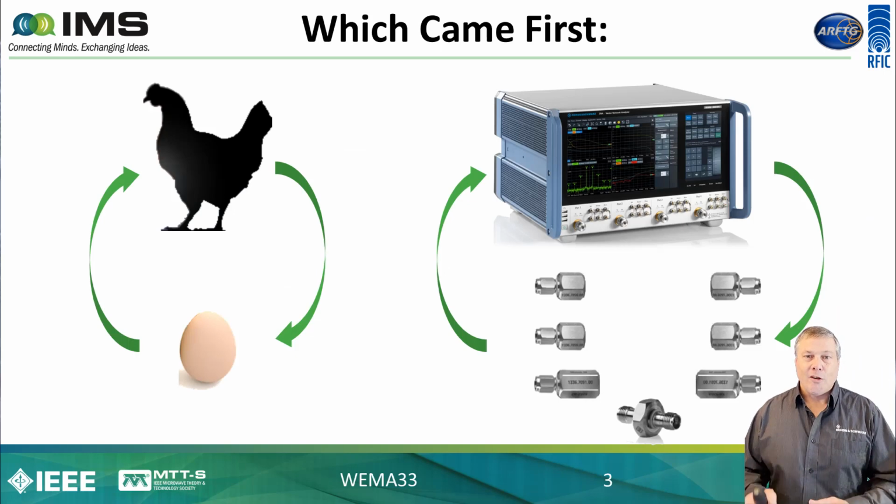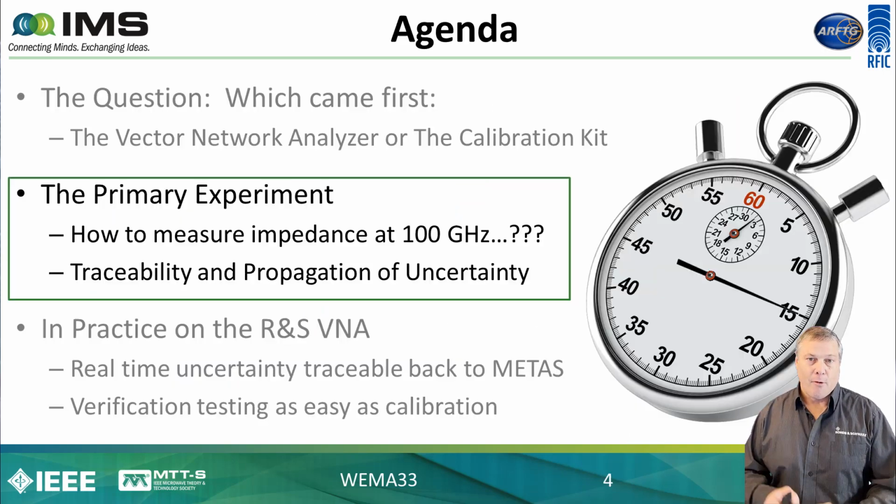And I want to start with this question of which came first, the calibrated vector network analyzer or the characterized calibration kit. So of course you can see the circular logic. In order to characterize a calibration kit, I need a calibrated vector network analyzer. So how do we accomplish this? I'm not going to belabor the point. It's a little bit of a play on words, but this is a natural segue into what's being called the primary experiment.